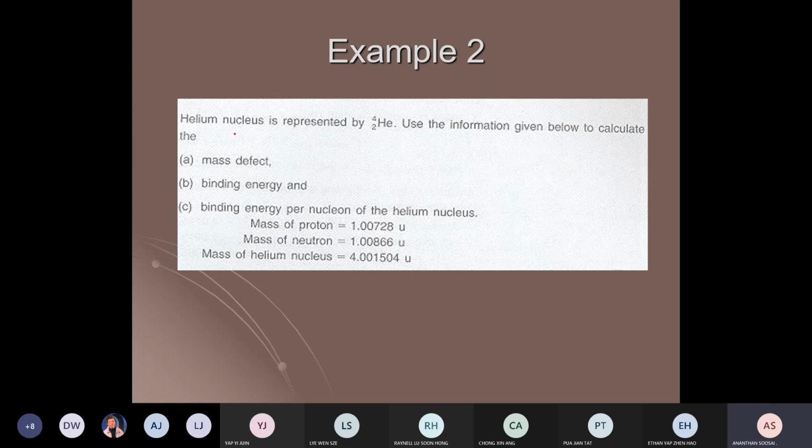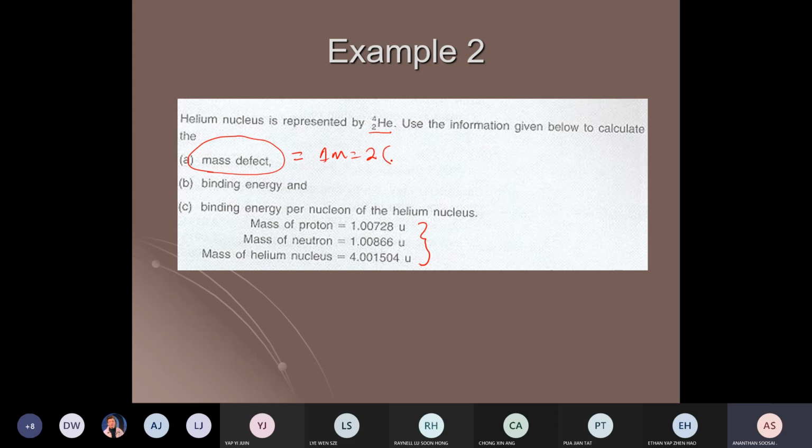Okay, the first one, the helium nucleus is represented by helium-4, 2. We know that. Use the information given below to calculate the mass defect. So how are you going to find the mass defect? Mass of the nucleons minus the mass of the nucleus, right? I think the details are at the bottom, right? So what you should do, of course, the mass defect is what?